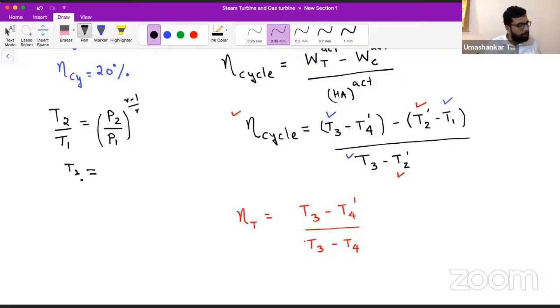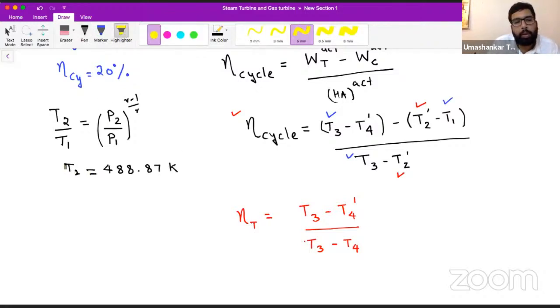Can anybody tell me the value of T2, please? So T2 is coming out to be 488.87. Those who are live can cross check with me. I already have solved this question so that I can quickly tell you all this. So this T2 is 488.87 Kelvin.